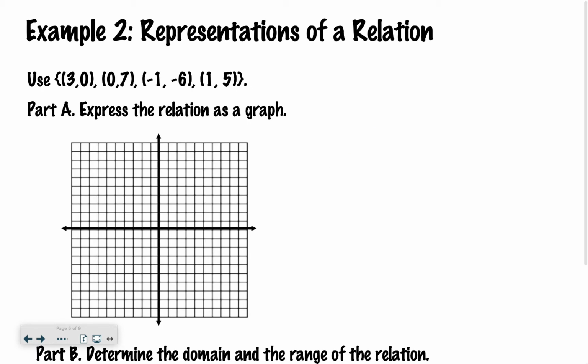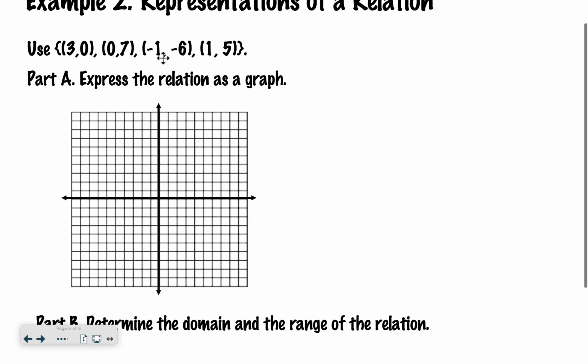Let's move on to example 2. For this example, we are going to practice representing relations as graphs. It's been a little while since we've put things on the coordinate plane, so let's quickly review. Remember, we do x comma y, and so this is your x-axis, this is your y-axis, and when we are talking about ordered pairs, these are both positive.